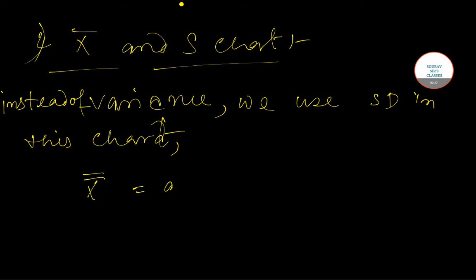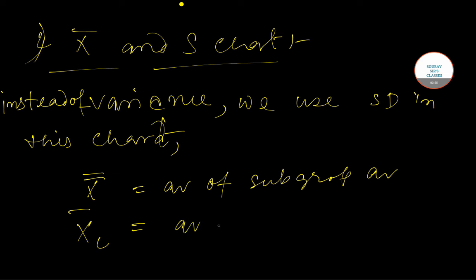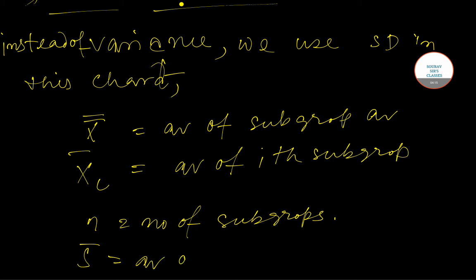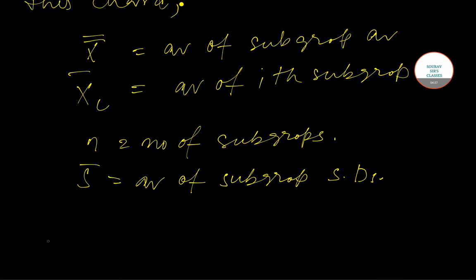Here also X double bar is equal to the average of subgroup averages. X i bar is equal to the average of the ith subgroup. N is equal to the number of subgroups. S bar is equal to the average of subgroup standard deviations.